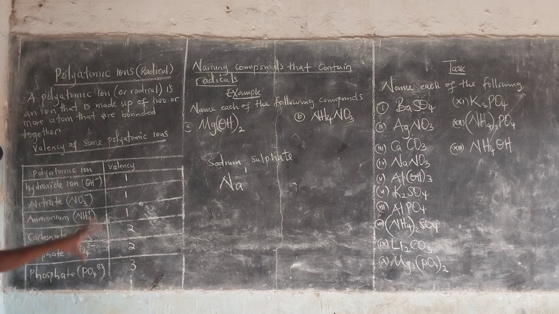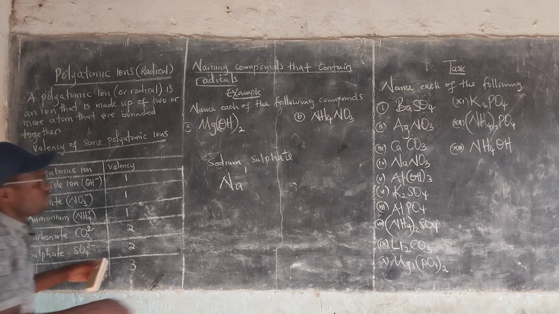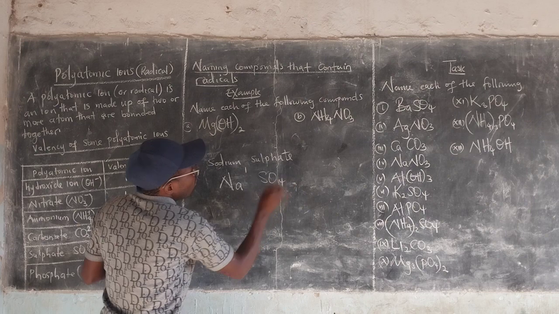So now here is a sulfate. Where is the sulfate? The sulfate is here. We're not including the negative 2 here, we're just writing SO4. I'll write SO4 as a radical.